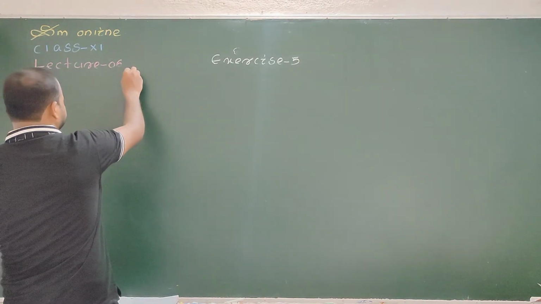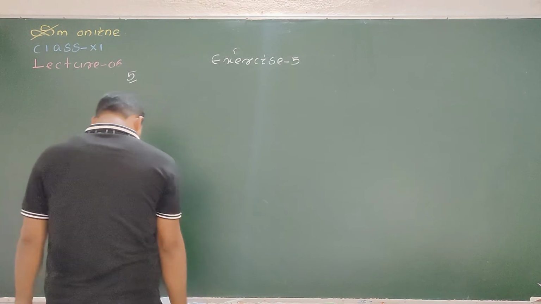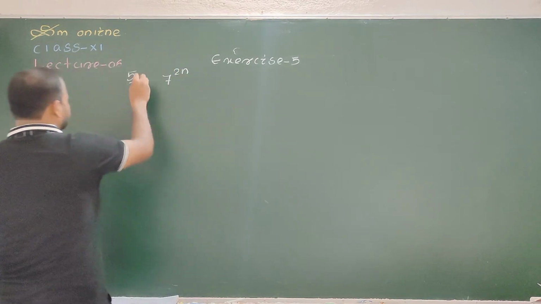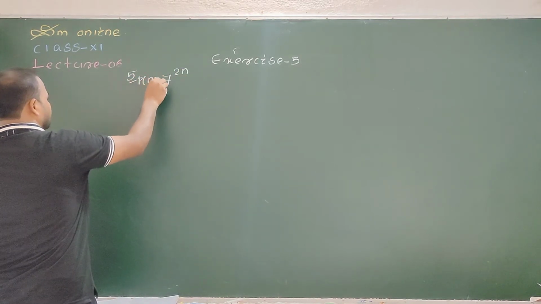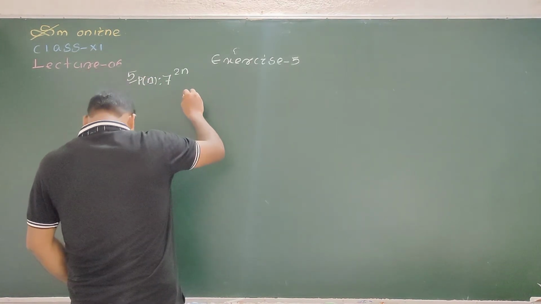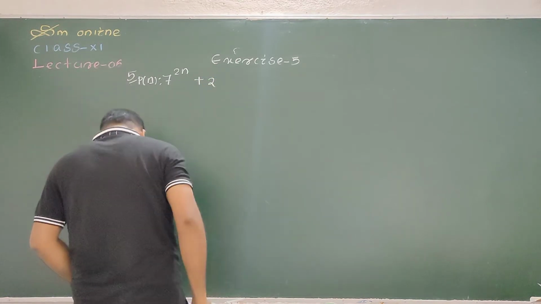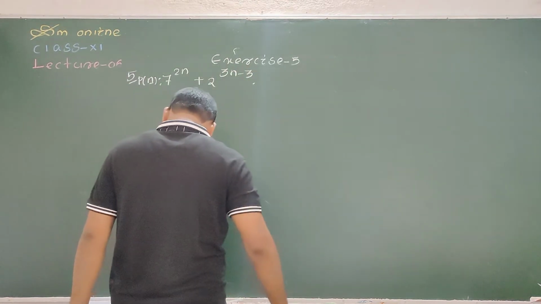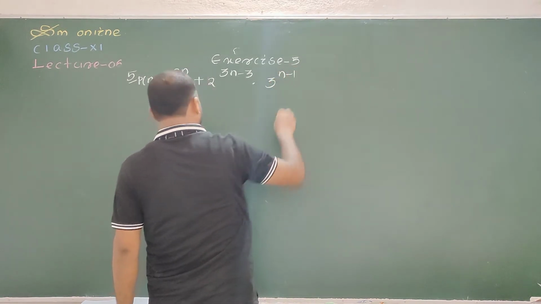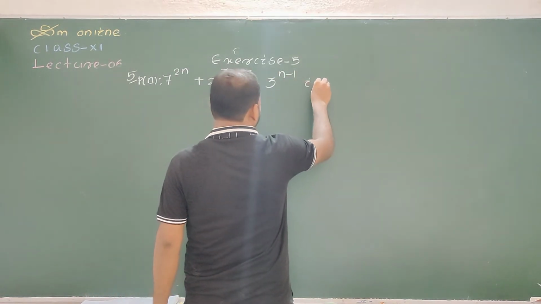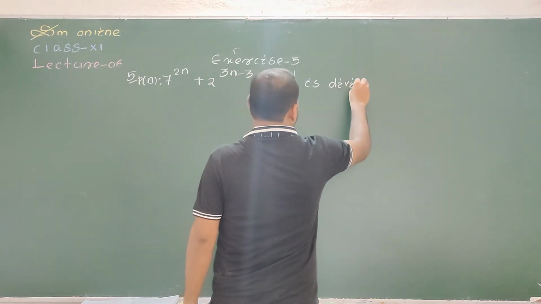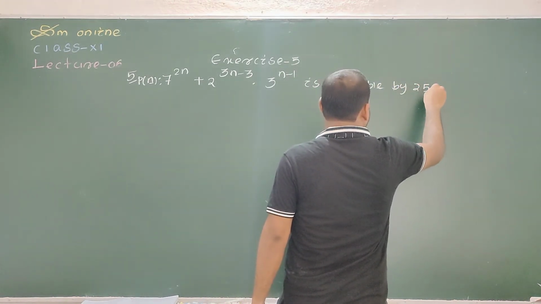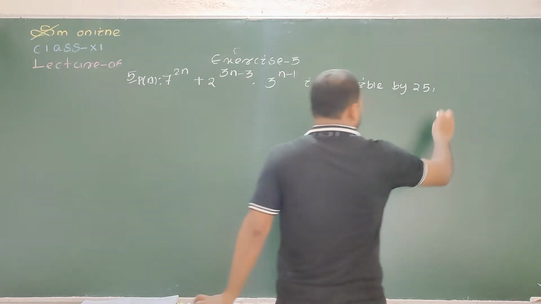Question number 5. It is 7 to the power 2n plus 2 to the power 3n minus 3 into 3 to the power n minus 1 is divisible by 25, for n greater than or equal to 1. Directly write P of n.